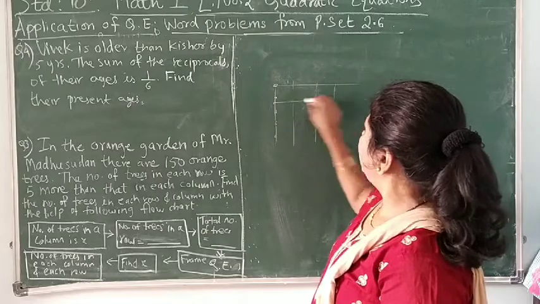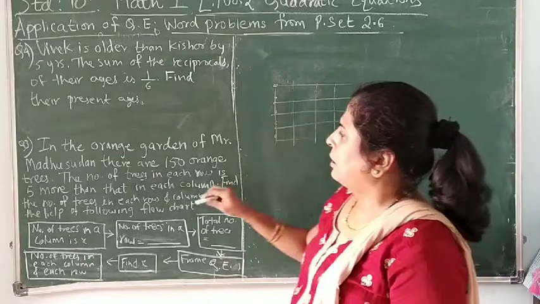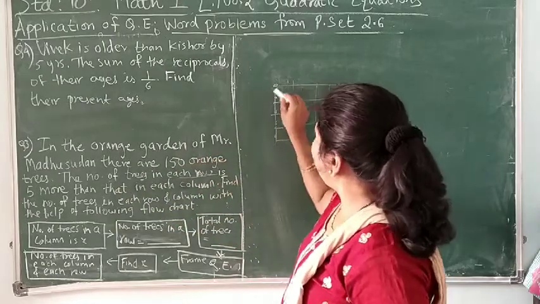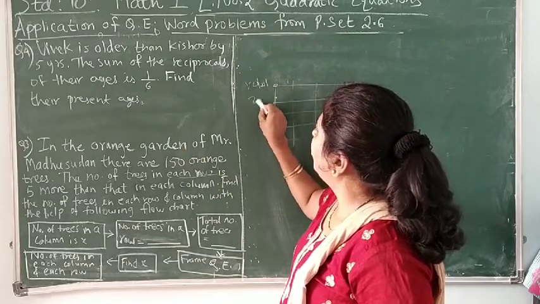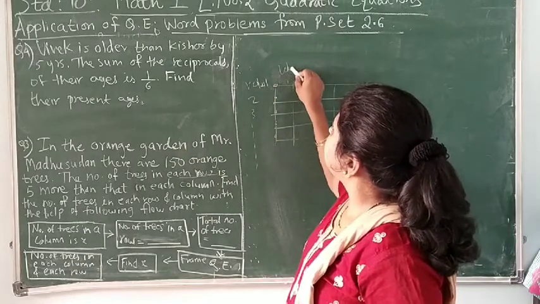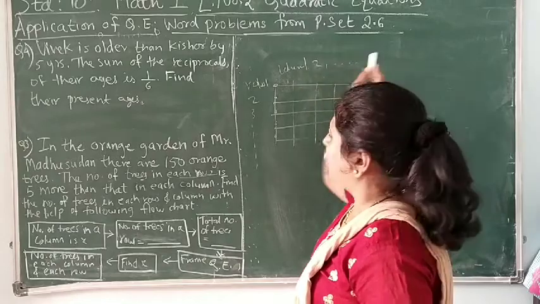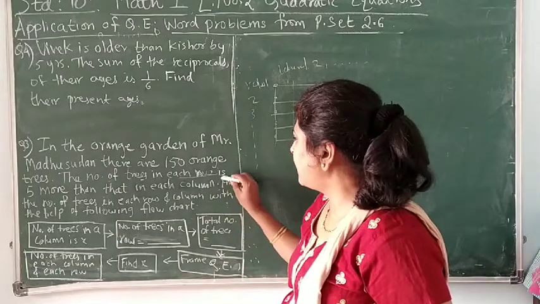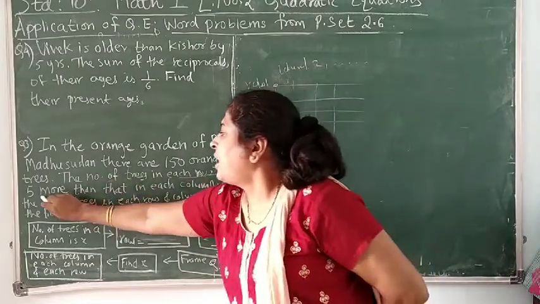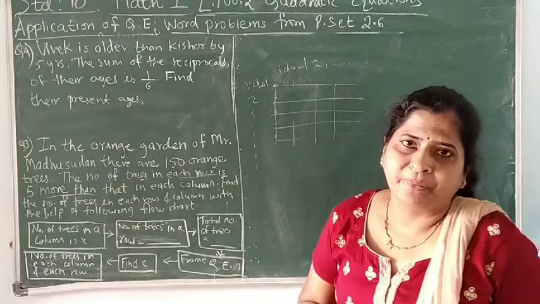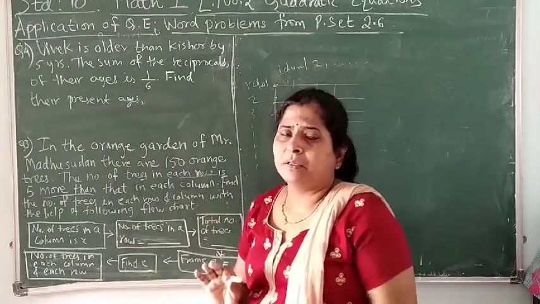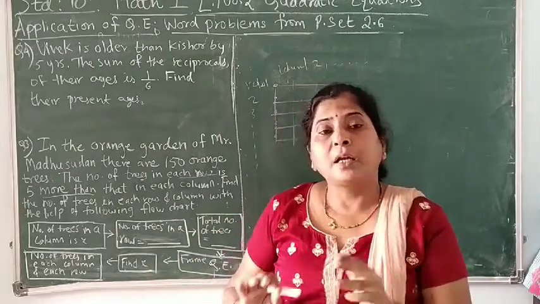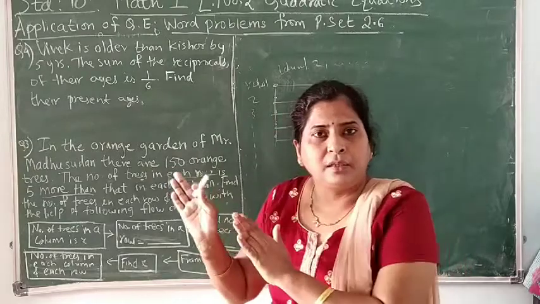Whatever number of rows they have, it is the number of trees in each row. Row 1, row 2, row 3 and so on, and columns are say 1, 2, 3, and so on. Whatever rows and columns we have, there is a comparison. This number of trees in each row is 5 more than that in each column. So whenever we have such a comparison between two objects, remember one tip: they always take the second thing to be x.